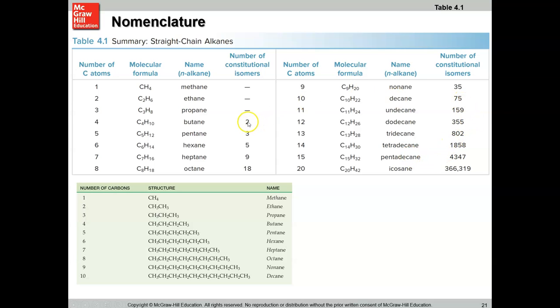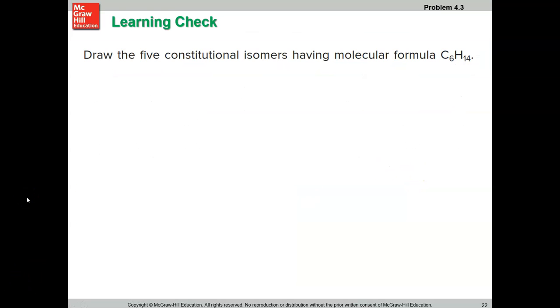And for example, we go from 2 different constitutional isomers to 3, 5, 9, 18. You start to see this expand exponentially as we get into larger and larger carbon groups. I want you to draw this down, and again, we'll cover this when we speak on Wednesday.